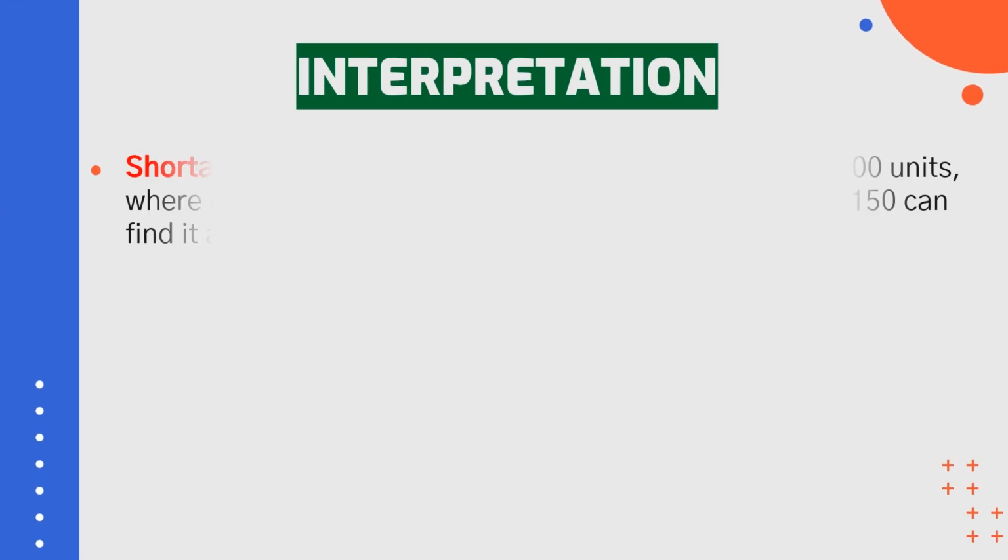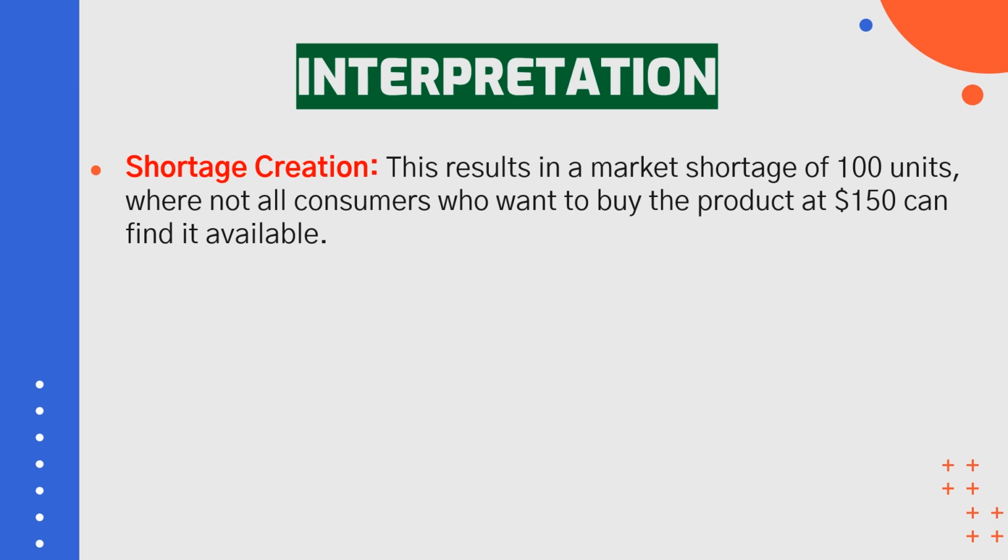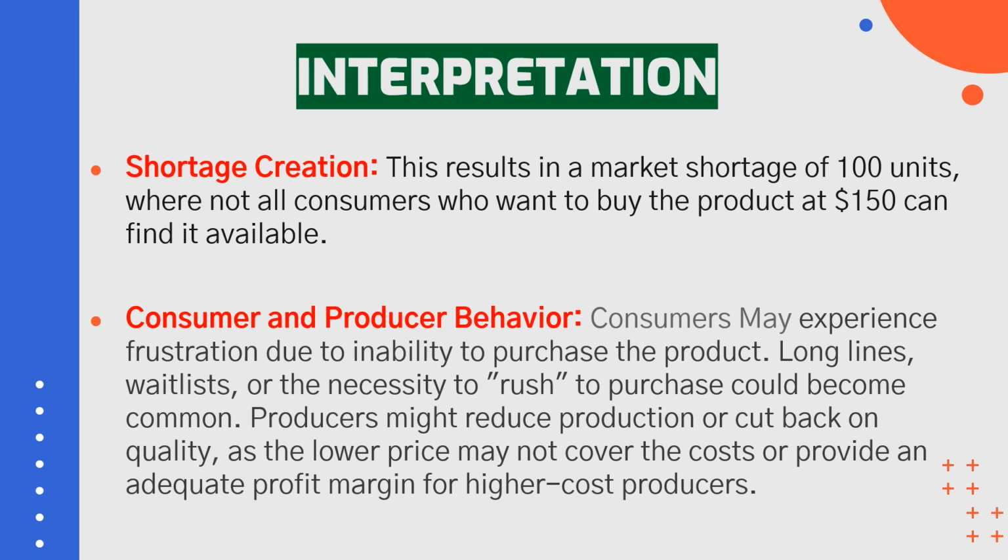How can I interpret this result? This results in a market shortage of 100 units, where not all consumers who want to buy the product at $150 can find it available. In other words, imagine there is a smartphone, an iPhone, the new brand, which comes at a discount of 20%. Definitely, it would spark the demand, and there would be long lines, long queues, wait lists, and all the people would not be able to purchase the iPhone.